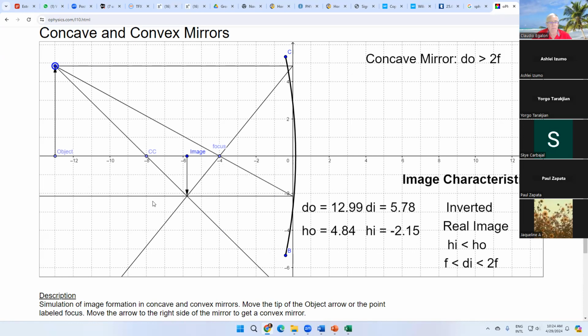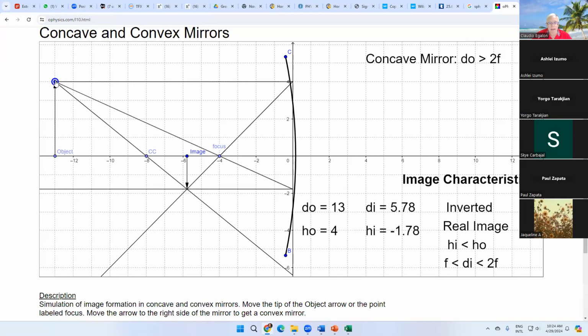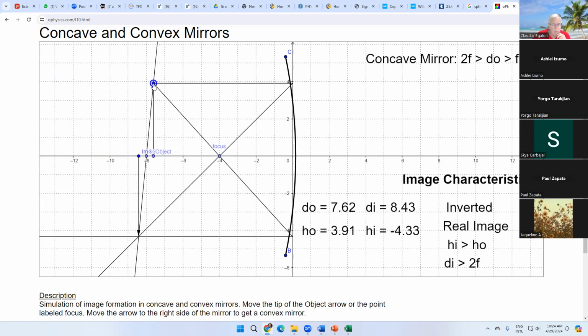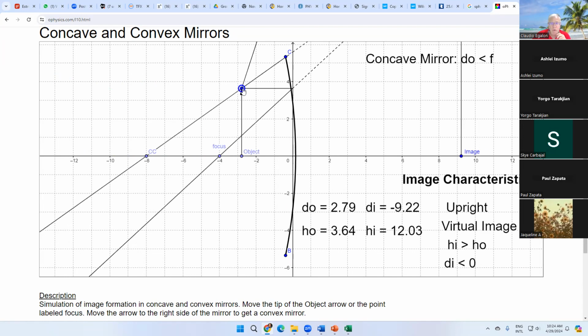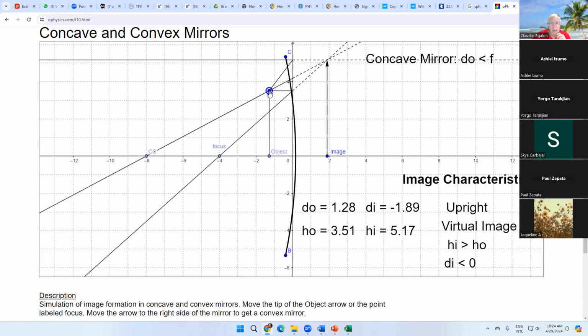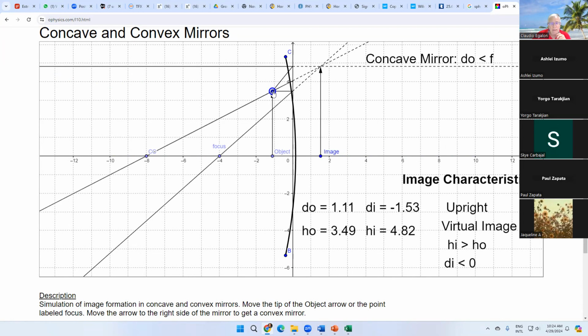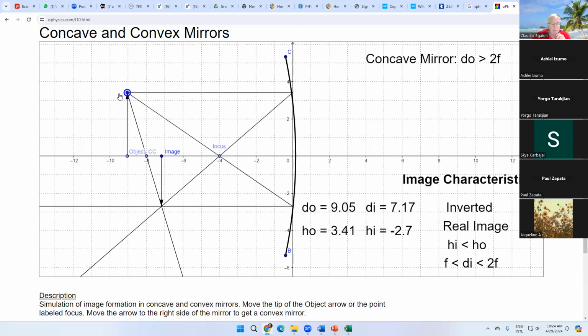Okay, so let's play a little bit here. I'm going to show you how many positions we have here. There are only 3 distinct positions for a given object in a mirror.